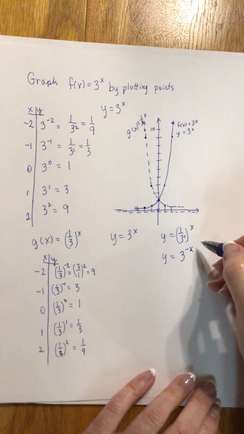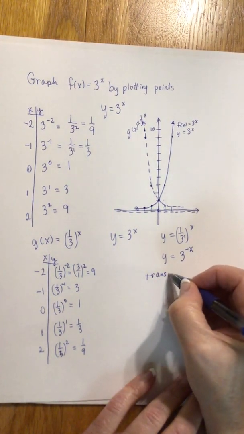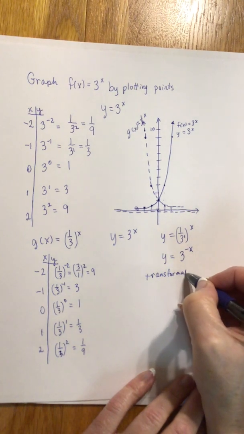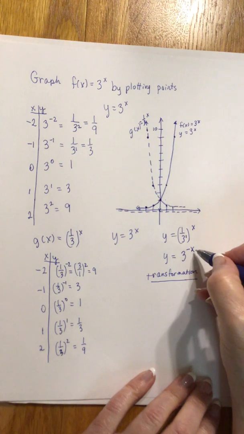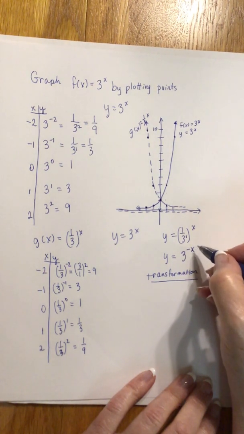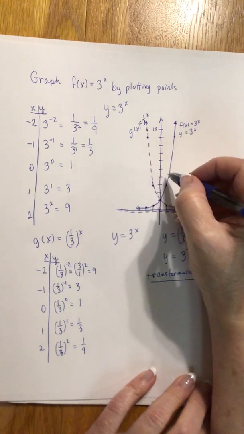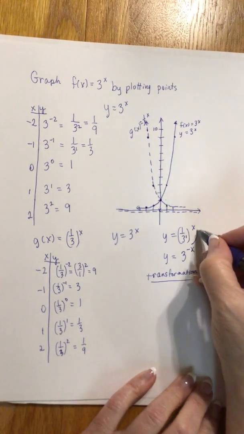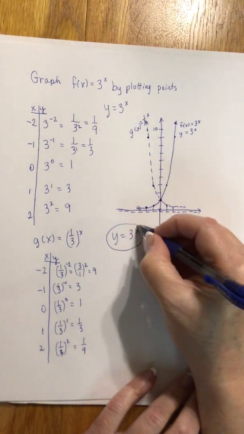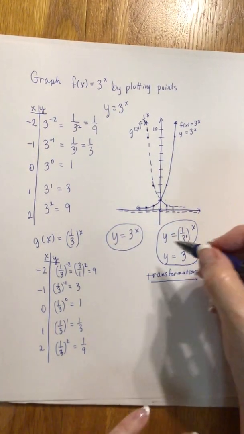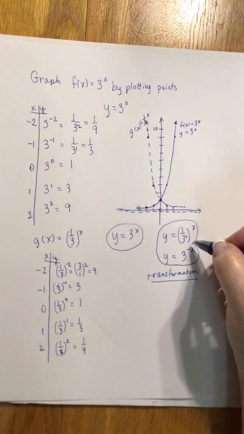So what did we learn before when we did transformations? If the negative was on the inside, then it reflected where? Across the y-axis. So you can see how this reflects across the y-axis. So this one right here and this one right here are related to each other in that way. Transformations from this one to this one reflects it across the y-axis.